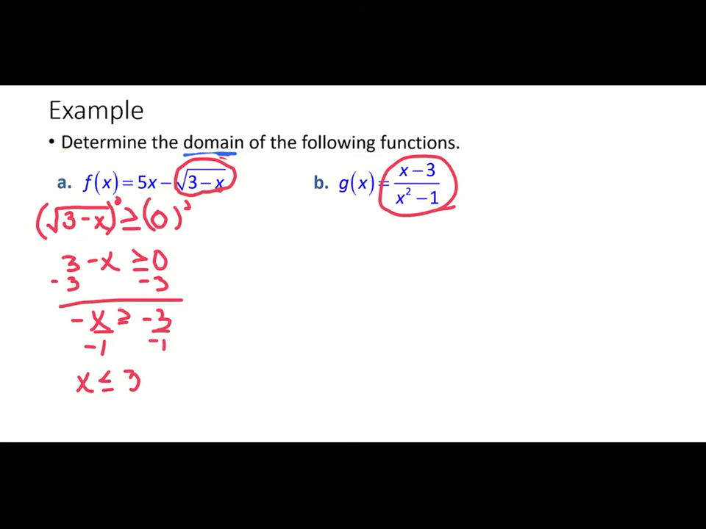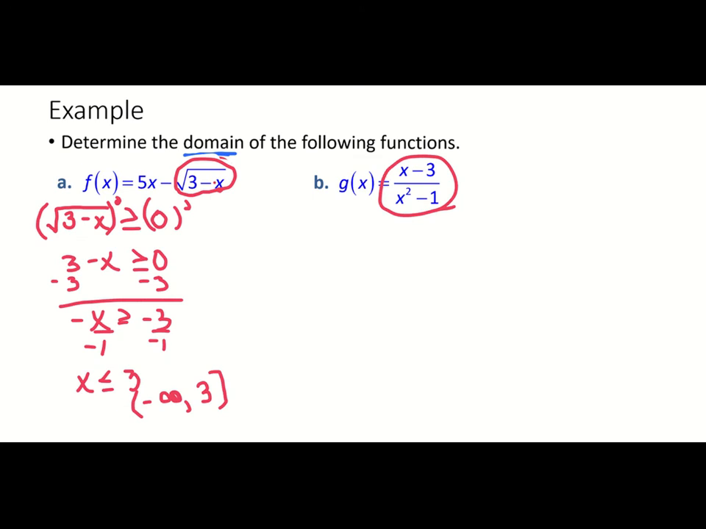Any other type of number, if it's greater than 3, will give me a negative under the radical, and it won't work. So when they ask you to write your domain, since x is less than or equal to 3, I would put it in interval notation. So I would say negative infinity to 3, and 3 would have a bracket because it includes 3.